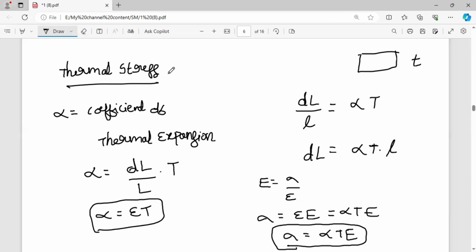So from the competitive examination point of view, to know the thermal stress, we have to identify the coefficient of thermal expansion. Change in length by original length equal to alpha into T. Alpha, the coefficient of thermal expansion, equals strain into temperature. Young's modulus is the ratio of stress and strain. So from that relation, we can calculate stress equal to alpha into T into E.